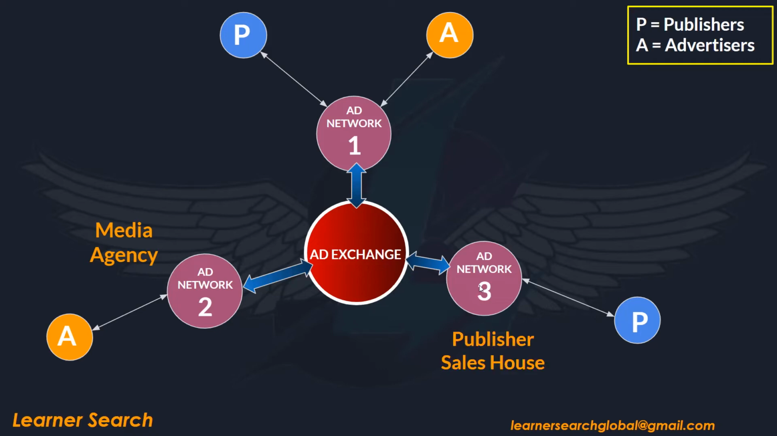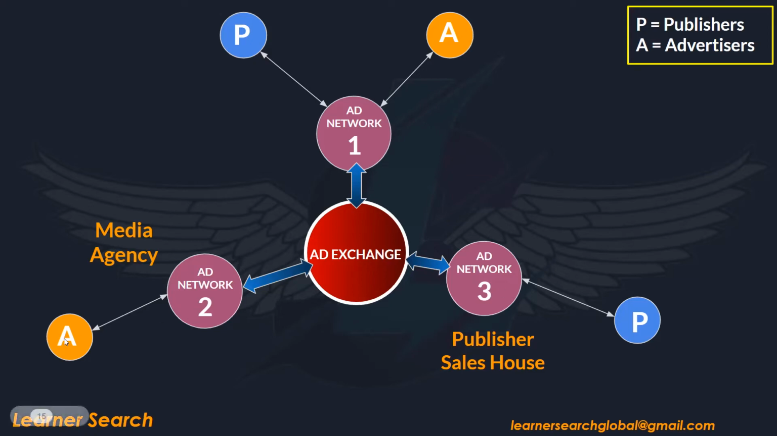Ad network 3, let's assume it only supports publishers. They are working on behalf of the publisher side, and the business is in such a way that they are in the inventory selling part. It means ad networks will sometimes have only publishers or only advertisers. If they want to work with advertisers only, they can. If they want to work only with publishers, they can.